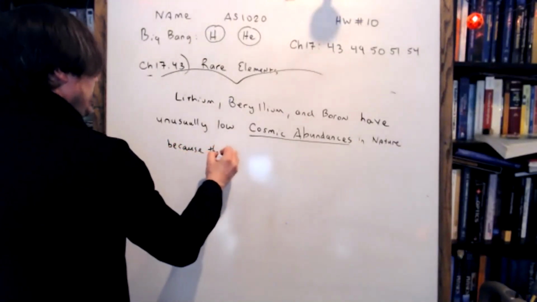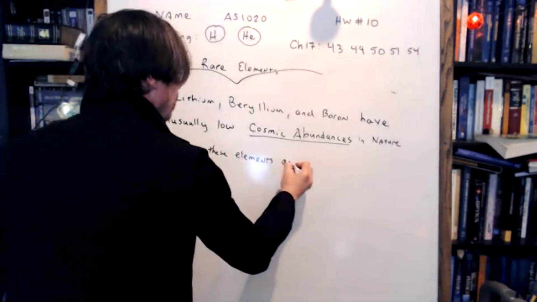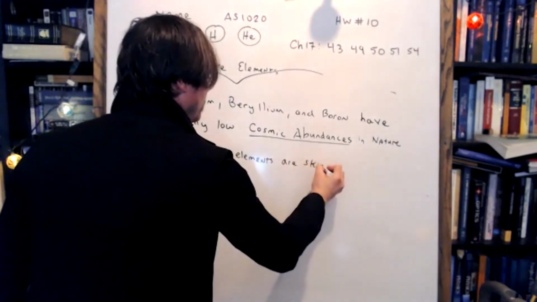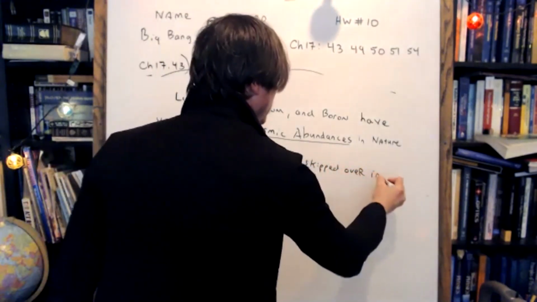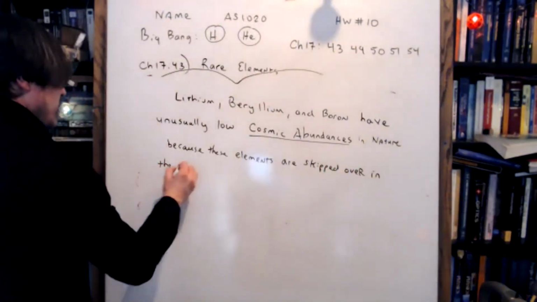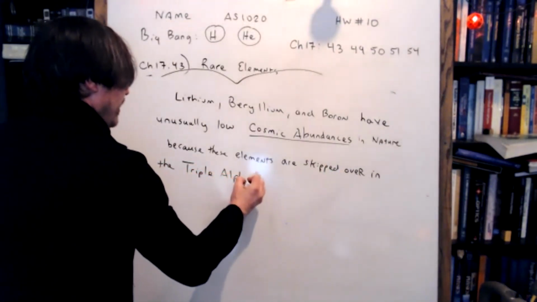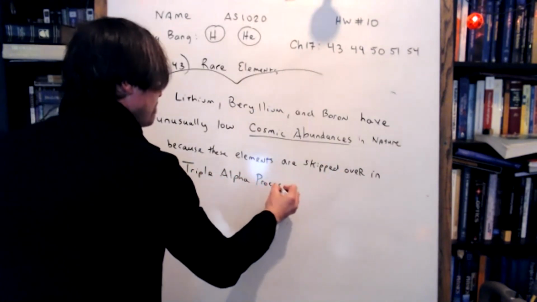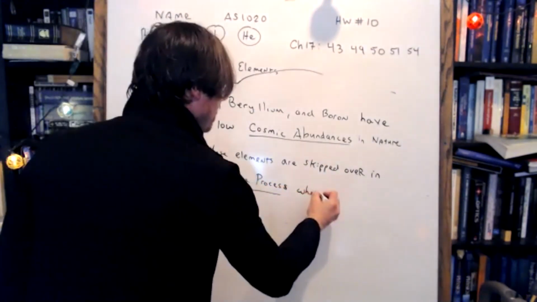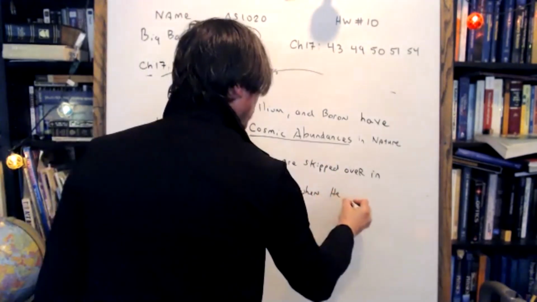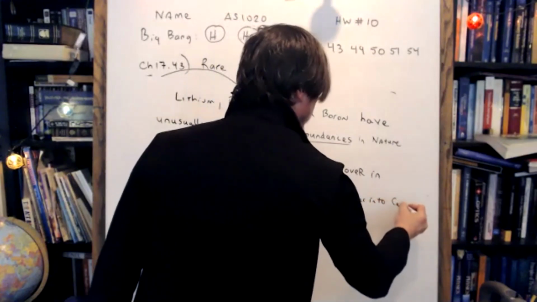because these elements are skipped over in the triple alpha process when helium fuses into carbon.